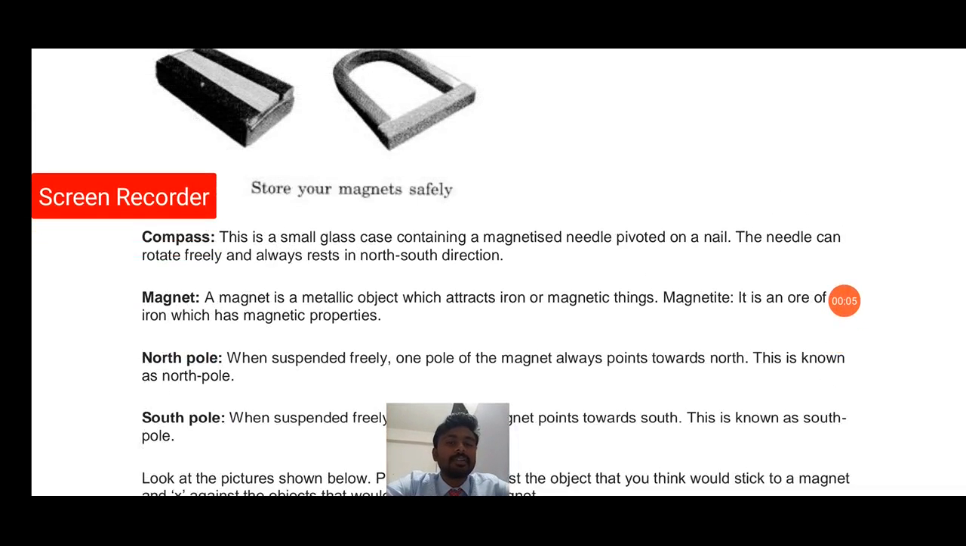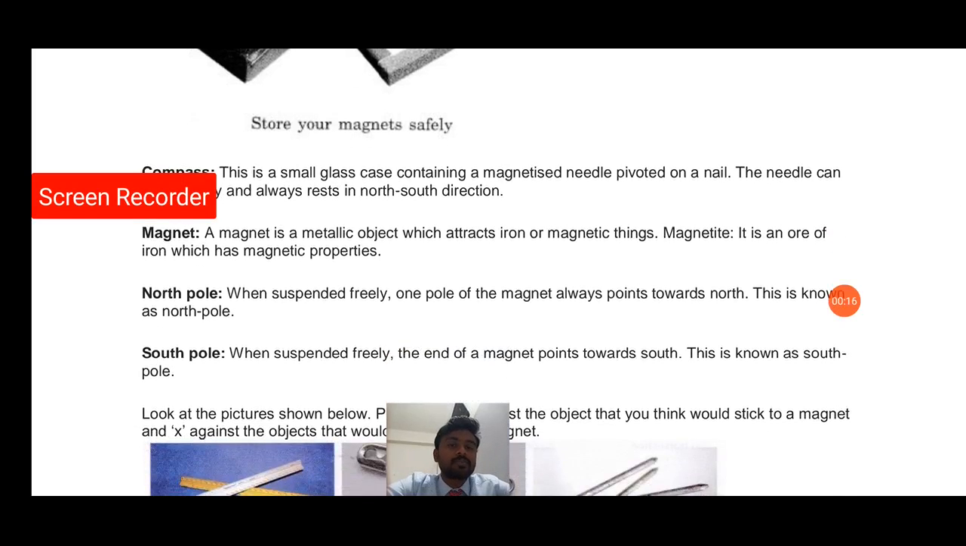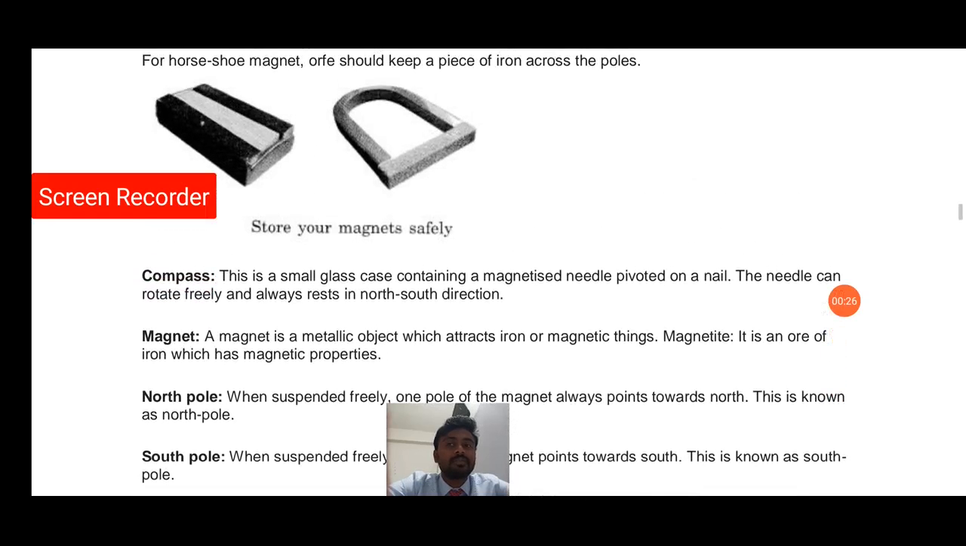North Pole, it means what? When suspended freely, one pole of the magnet always points toward the north. It is known as a North Pole. South Pole, it means what? When suspended freely, the end of the magnet points toward the south. It is known as the South Pole.